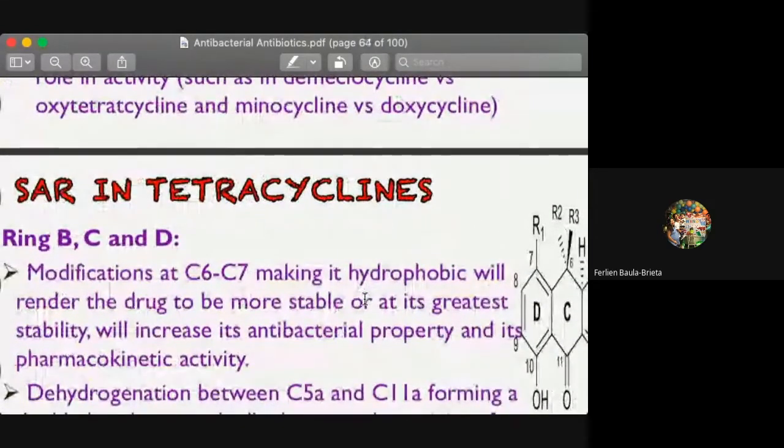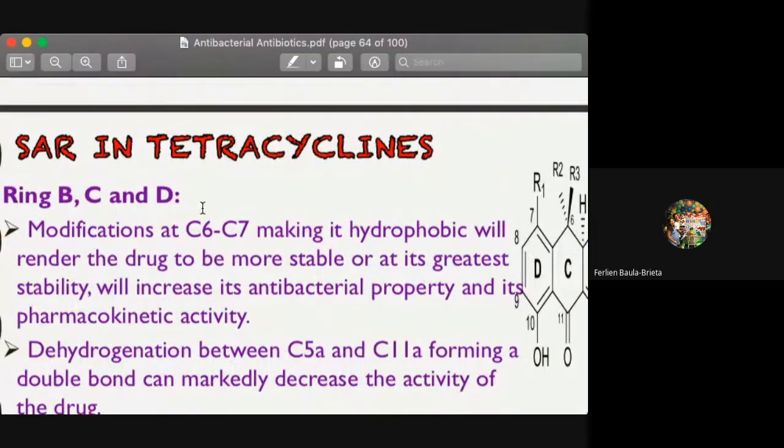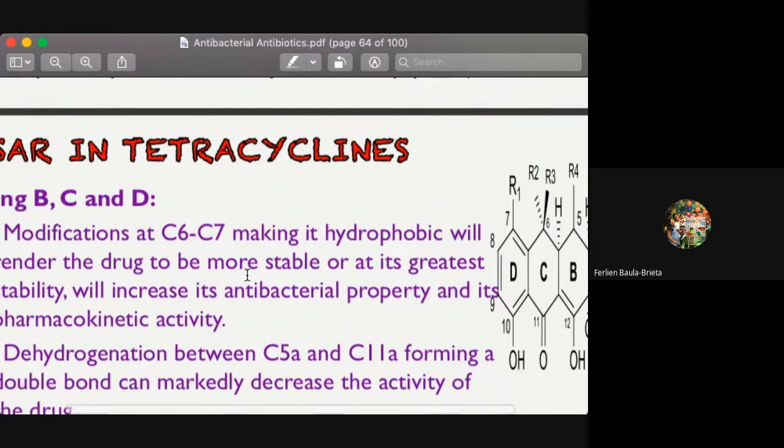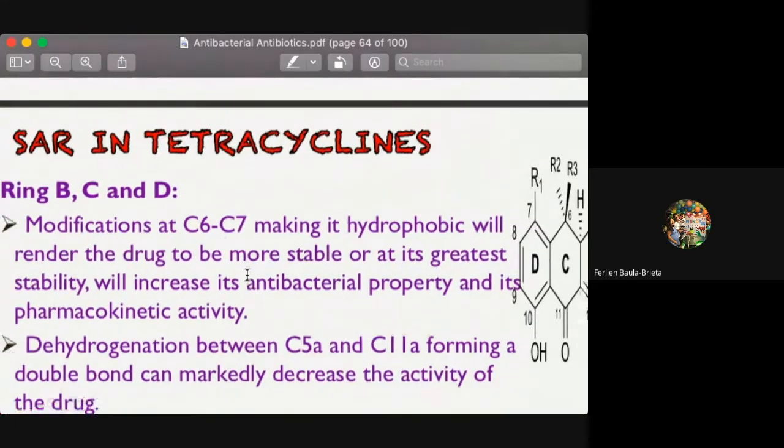Now for ring B, C, and D. So modifications at C6, C7. So let's look at C6, C7, which has the R1, 2, and 3. Modifications there make it hydrophobic and will render the drug to be more stable or at its greatest stability. And it will increase its antibacterial property and its pharmacokinetic activity.